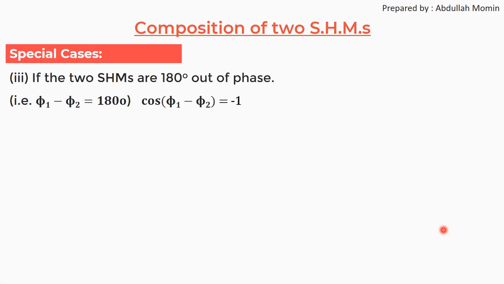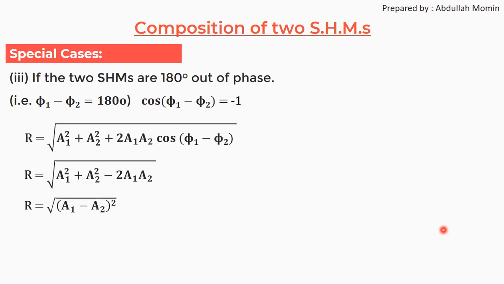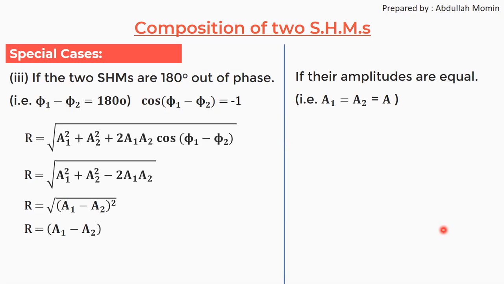Now case 3, if the two SHMs are 180 degree out of phase, that means the phase difference phi 1 minus phi 2 is 180 degree and cos 180 is minus 1. So instead of cos phi 1 minus phi 2, we are going to put minus 1, and we will get a1 square plus a2 square minus 2a1 a2. And this is the formula of a1 minus a2 whole square. Cancelling root and square, we will get r as a1 minus a2. And if their amplitudes are equal, that means the resultant amplitude is 0.